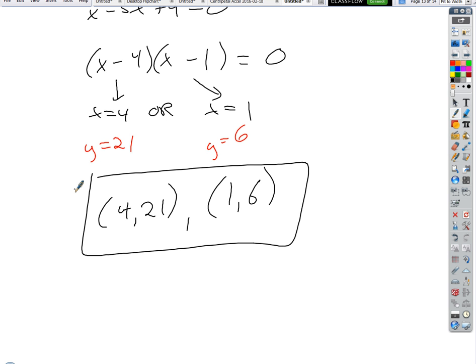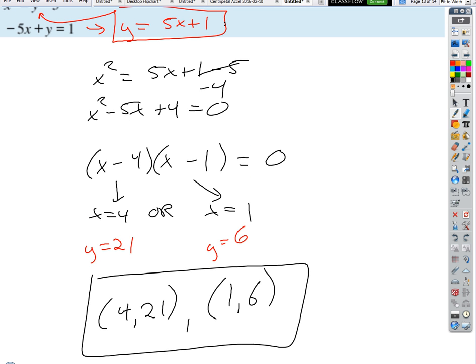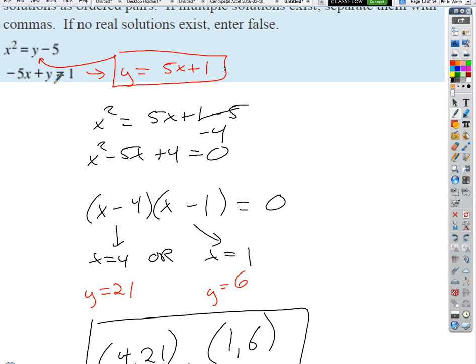Right? We good? Kenzie? Can you explain where you got the y values again? You just put it in? Yeah, I plugged it right back into my substitution equation. How do you know y equals 5x plus 1? All I did is I took this equation and I just added 5x to both sides. Okay, make sense? Okay? We good? All right.